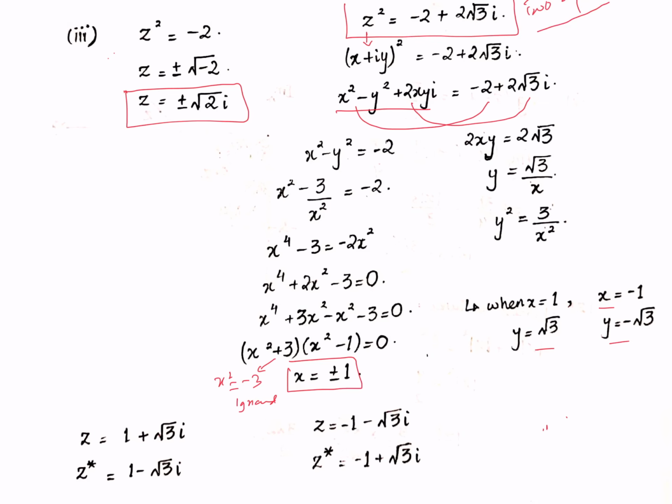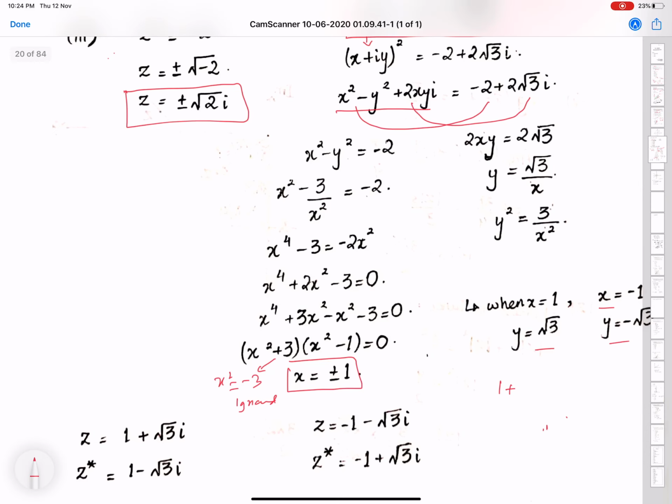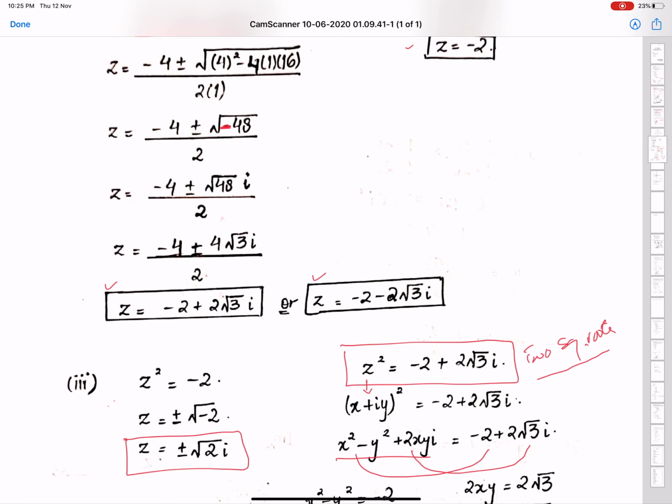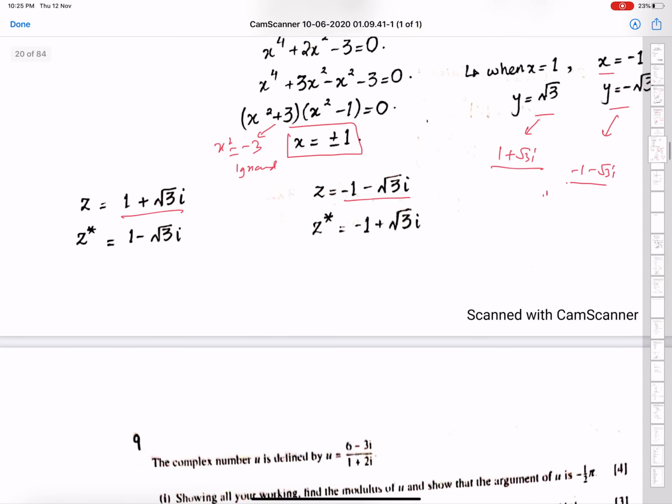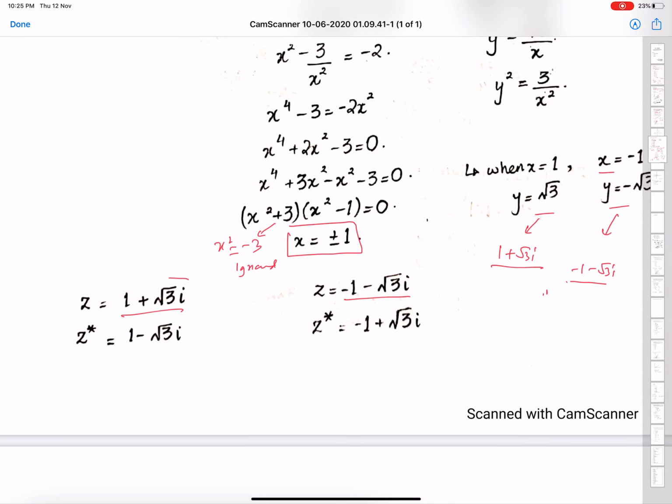So you need to write these as 1 plus root 3i, this one, and the other one is minus 1 minus root 3i. See, we don't need to solve this root. We already have solved this root, so there is no need to solve this root because complex roots exist in pair form. Therefore, since we have got this answer, its conjugate must be this. And the conjugate of this is this, minus 1 plus root 3i.